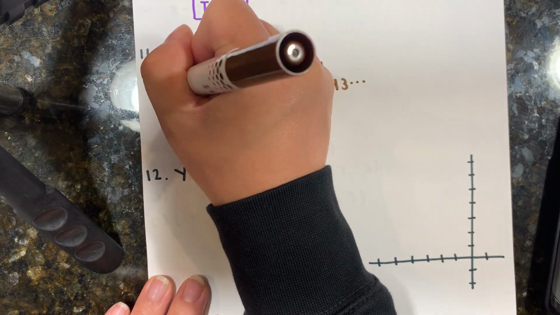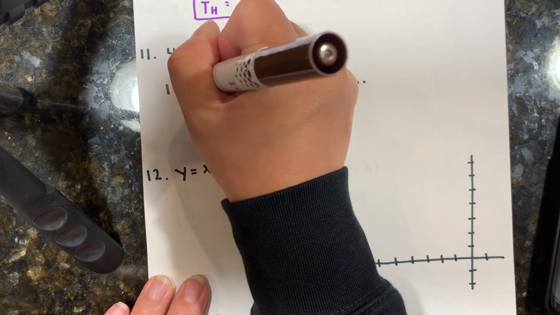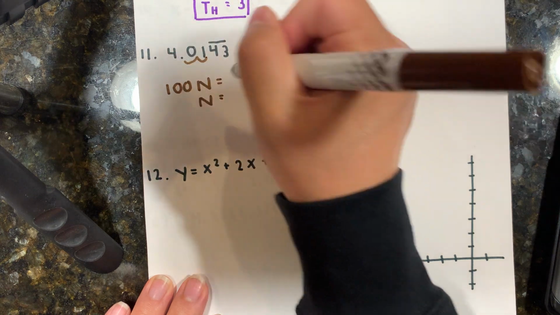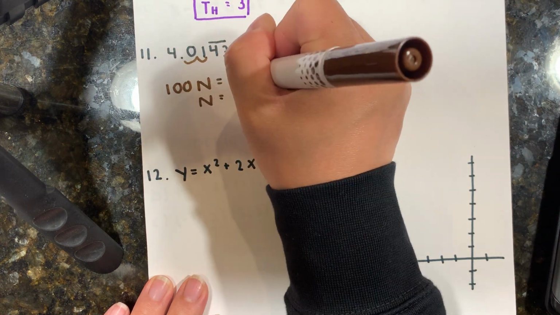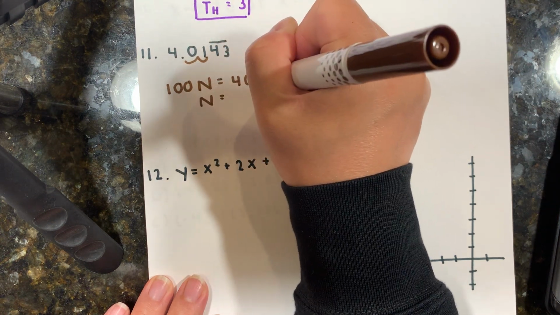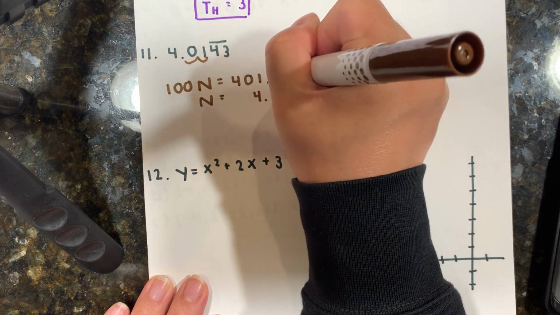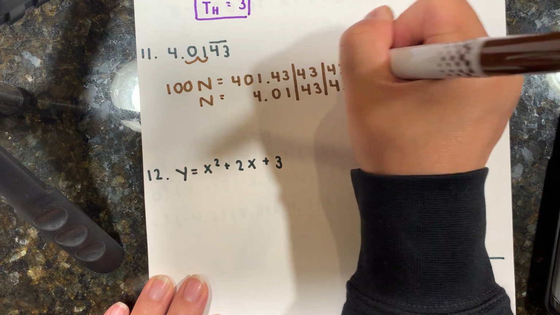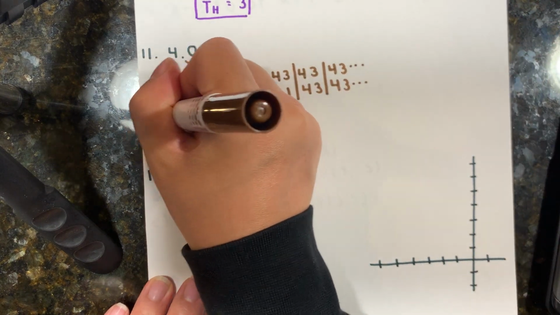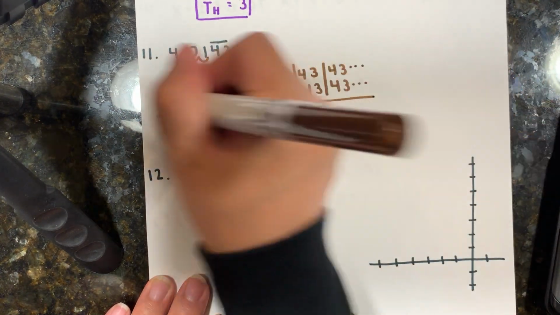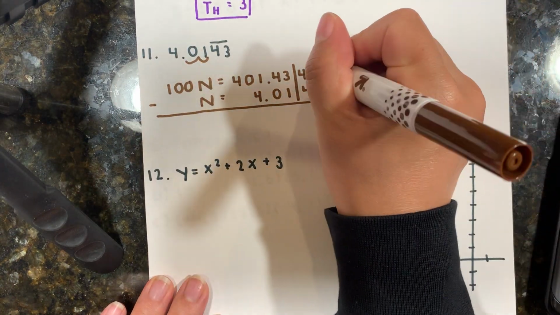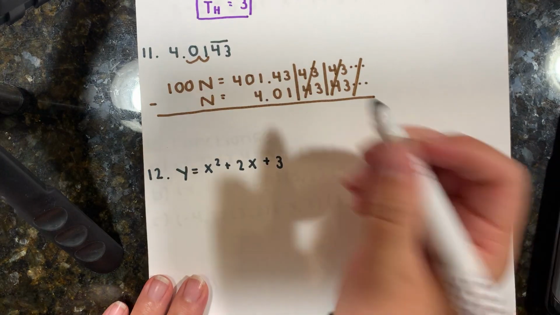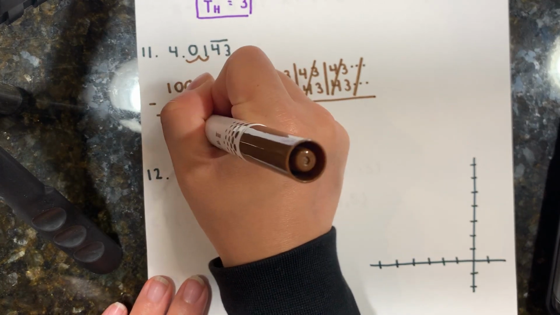So this would be 100n equals 401.434343, and repeat. We're going to subtract 1 from the other. So the 43s in the repeating decimal are going to cancel. 100 minus 1 would be 99.